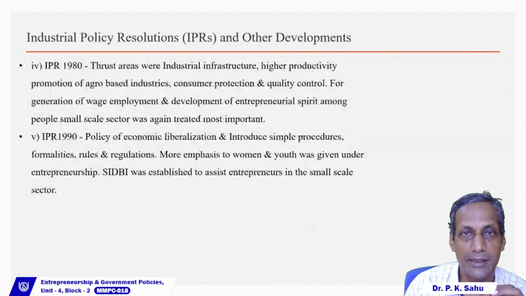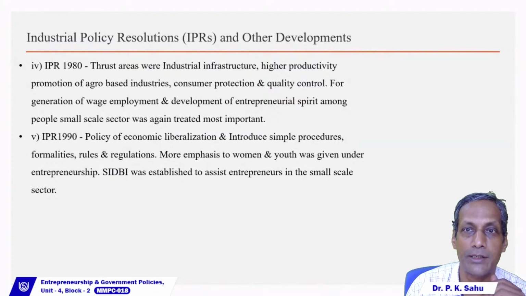The next IPR came in 1980. The thrust areas were industrial infrastructure, higher productivity, promotion of agro-based industries, consumer protection, and quality control. For generation of wage employment and development of entrepreneurial spirit among people, the small-scale sector was again treated as most important.